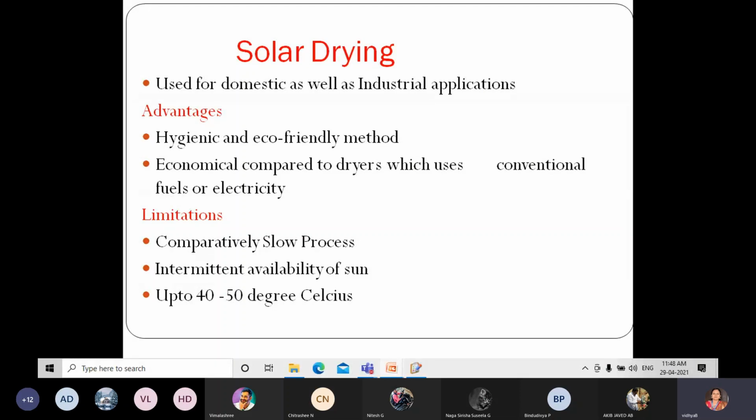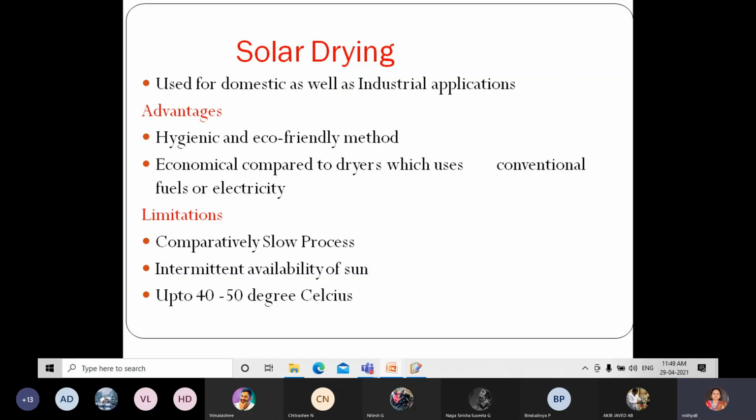Why do we use solar drying? It is used for domestic as well as industrial applications, mainly for crop drying. Some crops are for industrial purposes. Whatever we take, it will dry.